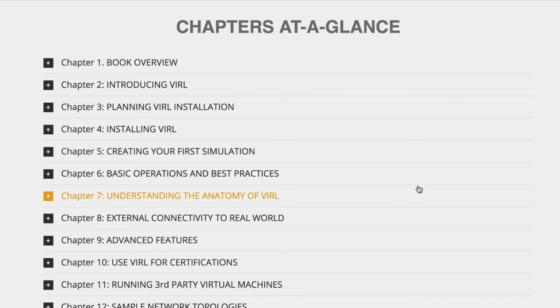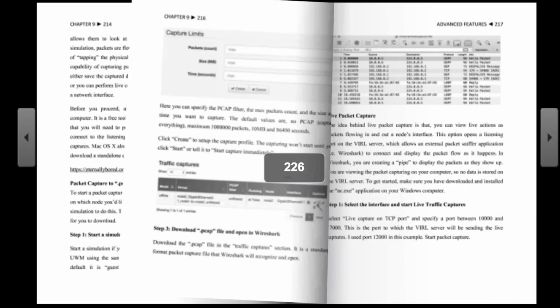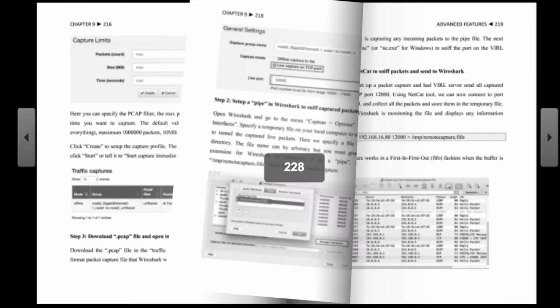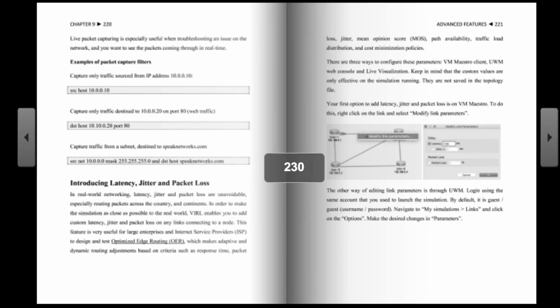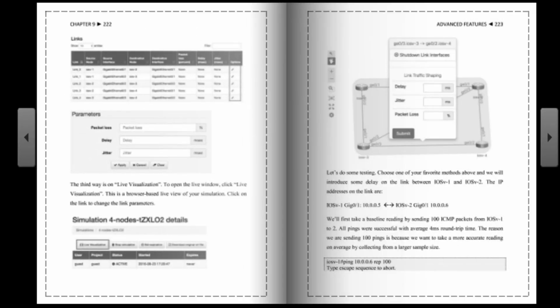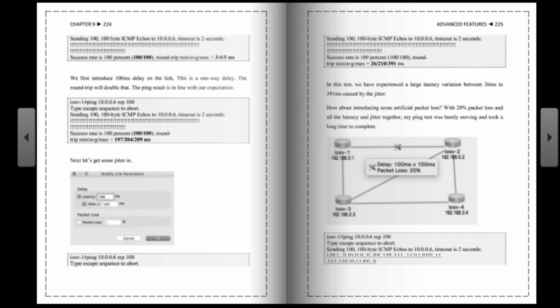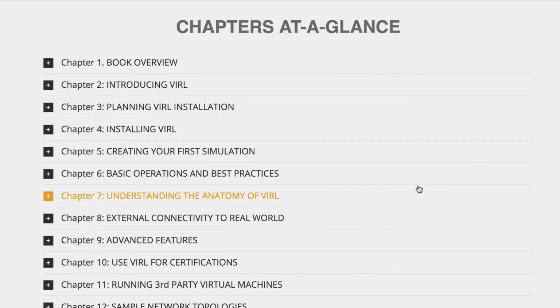The book has 12 chapters. Whether you're new to Cisco VIRL and network simulations or a seasoned network professional, the book gives you a kickstart on how to install and prepare a VIRL server for your lab. It then goes deeper into best practice configuration, how to connect the lab to your external network, packet capturing, routing virtualization, and integrating with third-party VMs. The book also gives you tips and tricks for those studying for Cisco certifications.